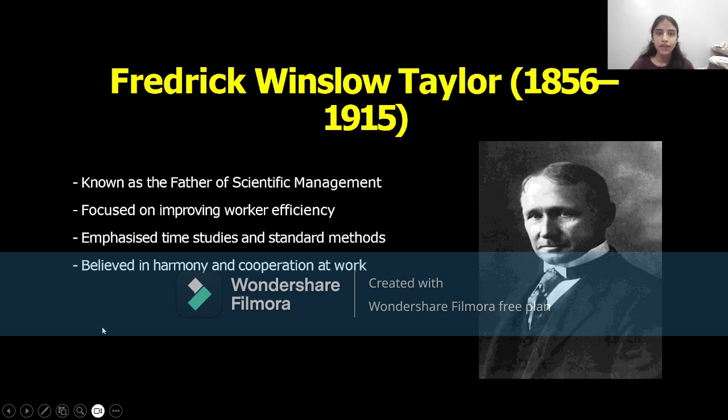Next we have Frederick Winslow Taylor, who is also known as F.W. Taylor. He is focused on improving the way workers do their jobs. So he is mostly focused on the lower level of management. He introduced scientific management and his methods focused on standardizing the work, improving productivity, and creating harmony between workers and managers.